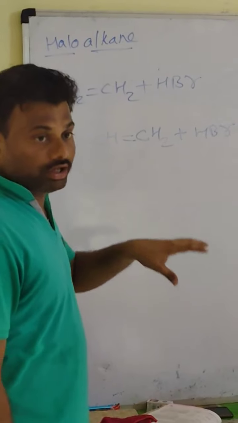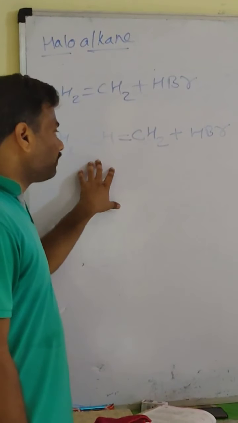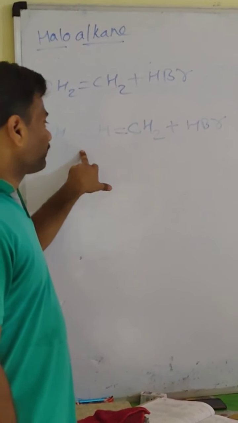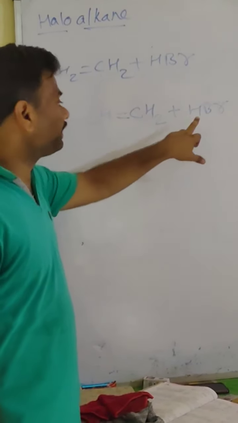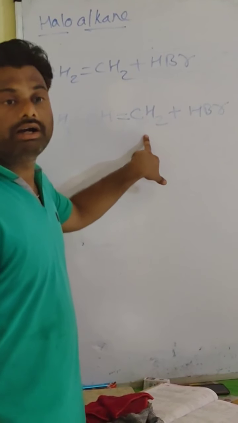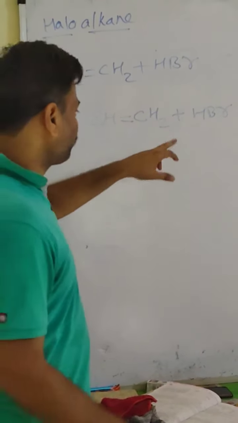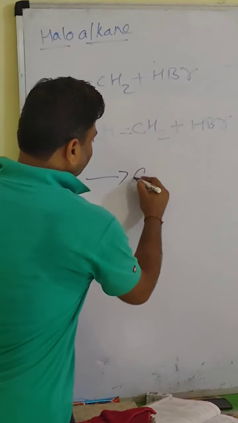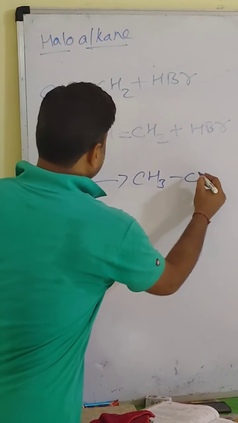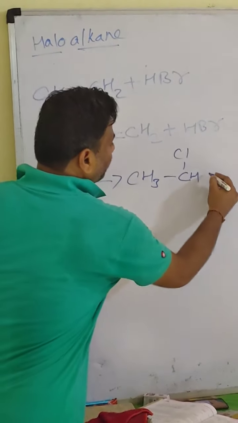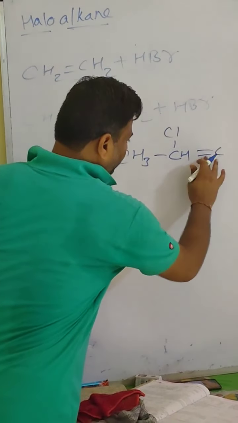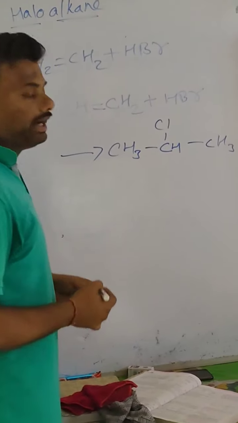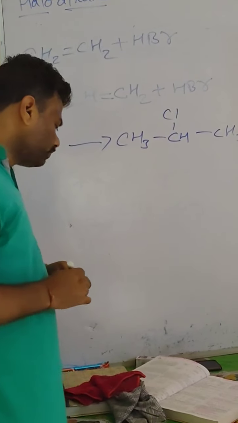According to Markovnikov's rule, the halogen will be attached to the carbon atom which has the fewer hydrogen atoms, and the hydrogen will be attached to the carbon atom which has more hydrogen atoms. So what will be the resultant of this reaction? The resultant will be CH3, then CHCl, then a single bond, then CH3. That will be the resultant product.